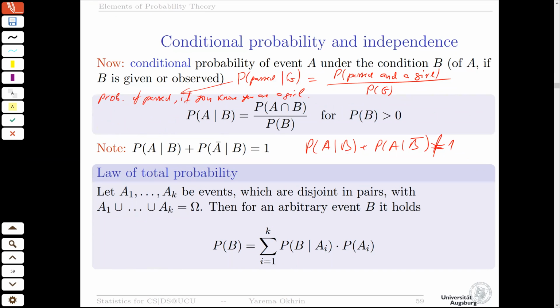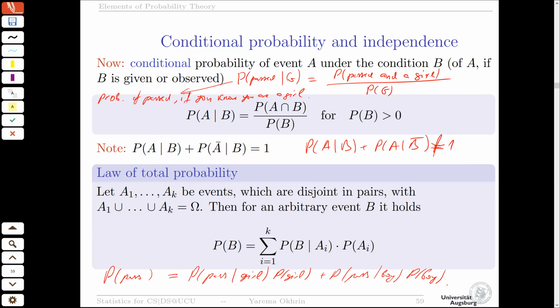of the event B is given as the sum of some probabilities. So what is the probability that you pass the exam? Probability of passing the exam should be the probability that you pass the exam given you are a girl times the probability that you are a girl, plus the second element of the sum, probability that you pass the exam if you are a boy times the probability that you are a boy. So a kind of natural. Probability you pass given you are a girl times the probability that you are a girl, plus probability you pass given you are a boy times the probability that you are a boy. Very natural.